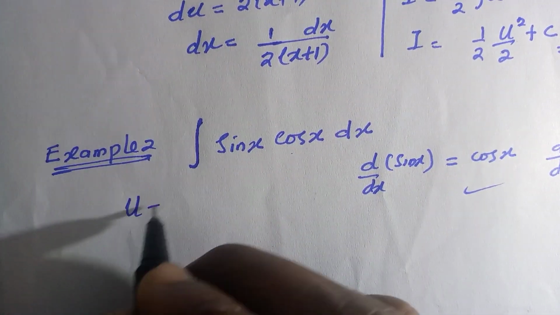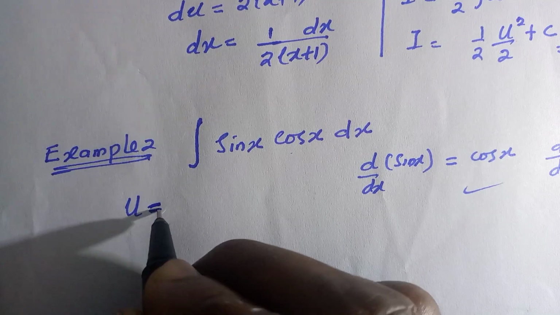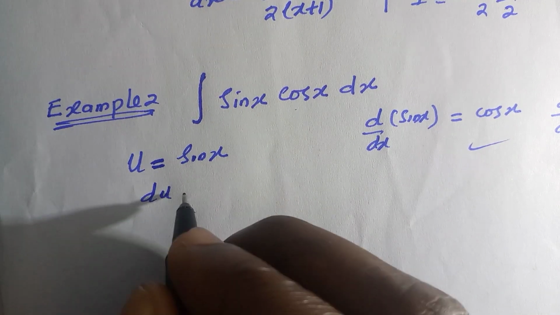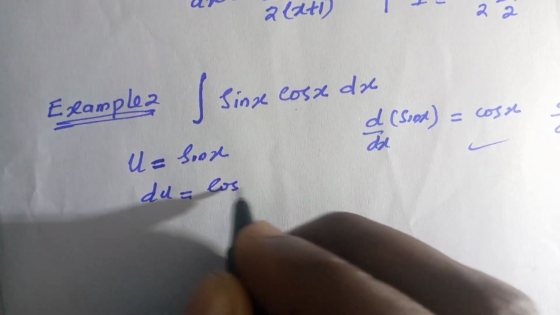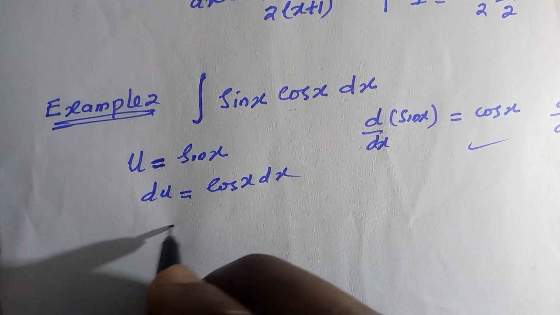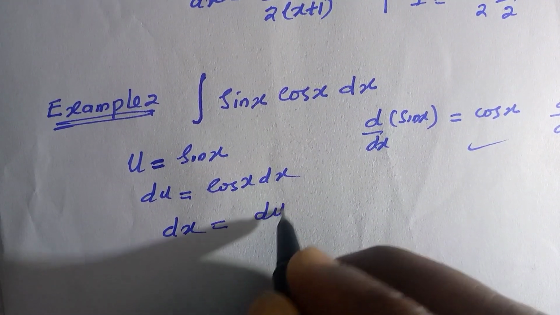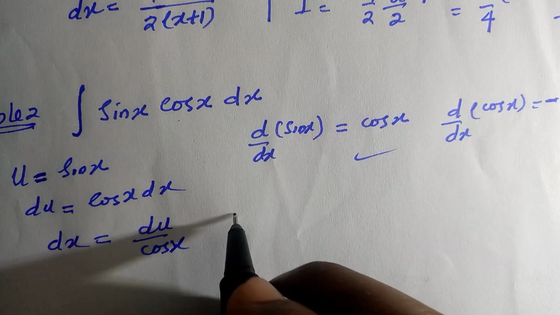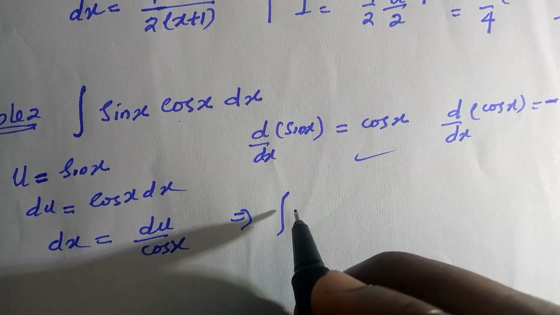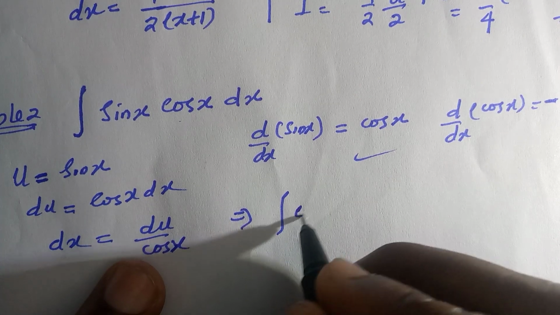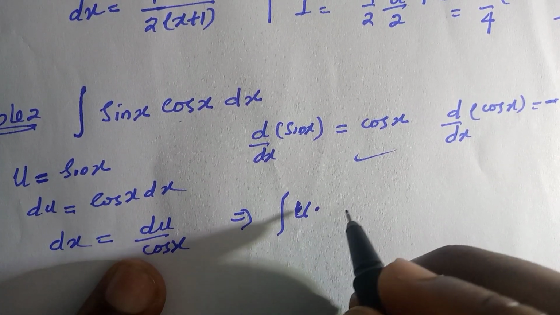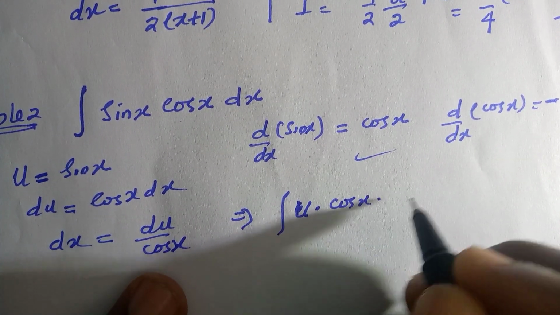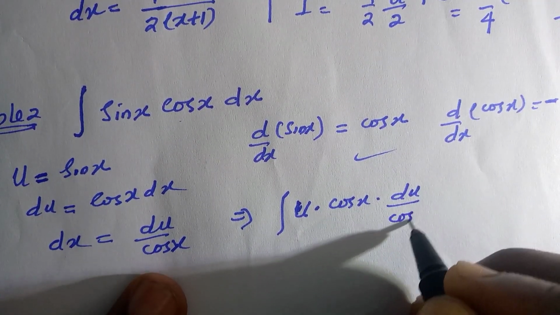So which means we are going to take u equals sine of x. And when we differentiate this, we have du equals cos x dx, and by making dx the subject, we have du divided by cos x. And we start substituting into the question, and we have this as the integral of sine, which is our u. We have u dot, and what is the cos? The cos here is given as cos as well. Then we have du divided by cos x as the value of dx.